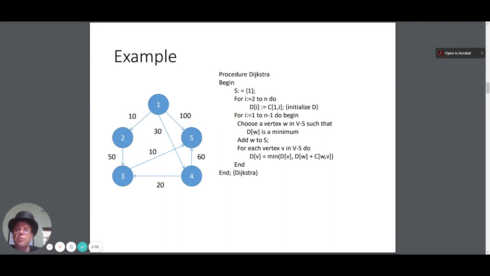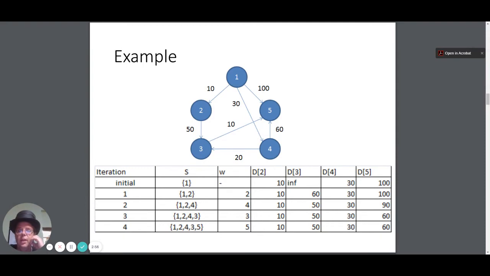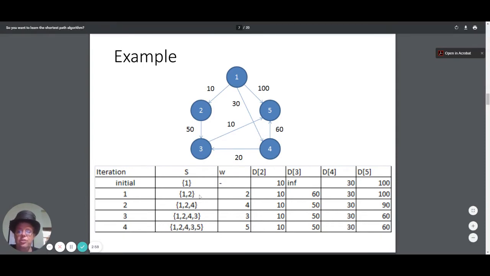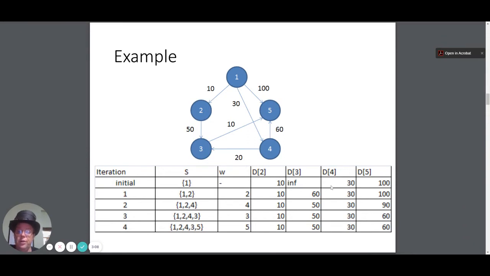So from 1, the next one we would add is 2. And then that would update things so that we know that it had a distance of 10 to get to 2. It would still be a distance of 100 to get to 5, a distance of 30 to get to 4, and a distance of a total of 60 to get to 3. So here we start out with 1. We add 2 into the distinguished vertices. Initially, when we're at 1, the distance to 2 is 10. Distance to 3, as far as we know, we can't reach there. Distance to 4 is 30, and distance to 5 is 100. So we take the minimum of those, 2, and add 2 into the distinguished vertices.